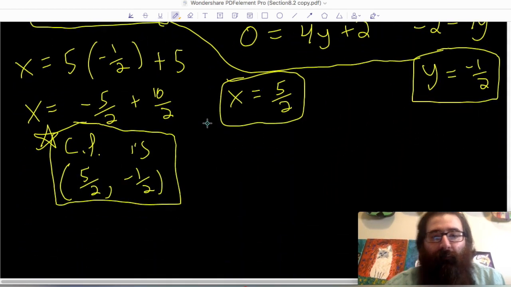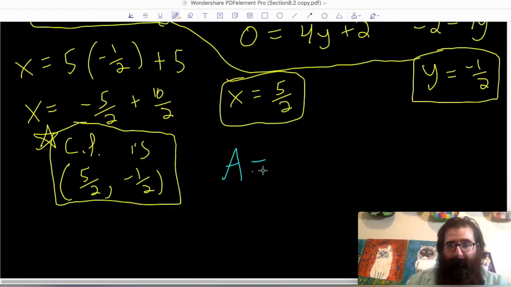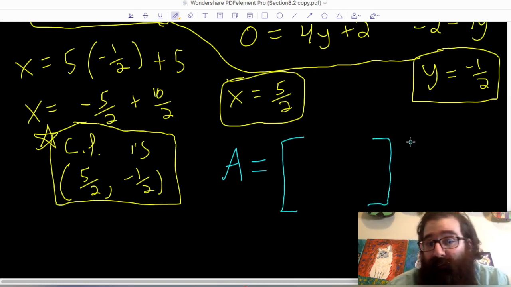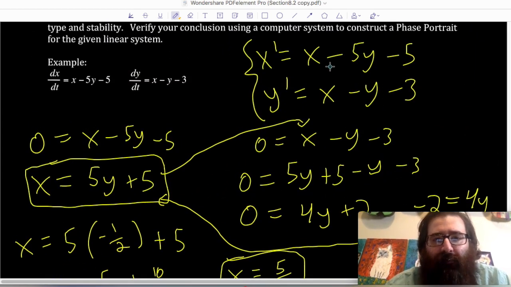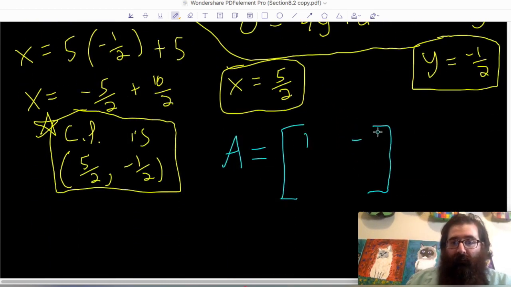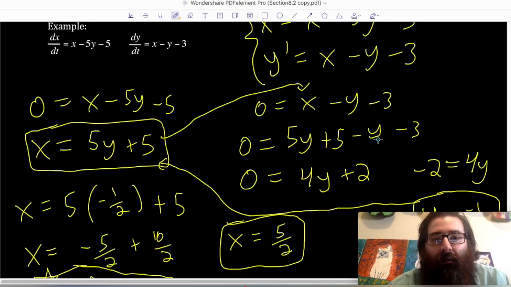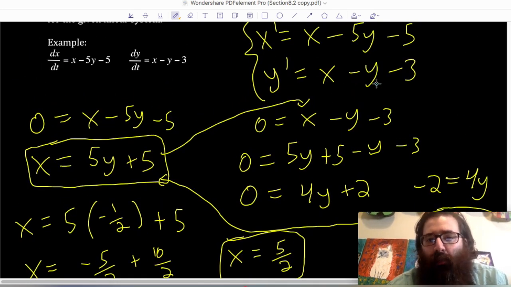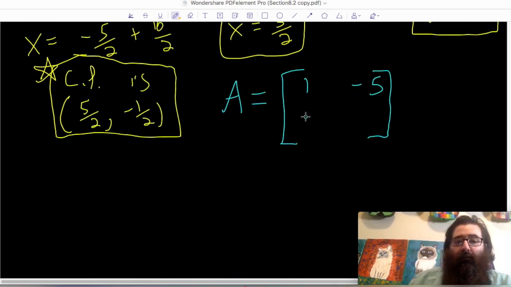So here we go ahead and build that coefficient matrix A. And these should be relatively fast problems because the eigenvalues tell us everything. Let's go to x prime first. So we have 1x minus 5y. We ignore that constant. We needed that information to find the critical point, but not to determine the nature. So 1x minus 5y, 1 minus 5, that's my top row. What about y prime? That's 1x minus 1y minus 3. We ignore the minus 3. Taking the coefficients for the coefficient matrix, 1x minus 1y, so 1, minus 1.